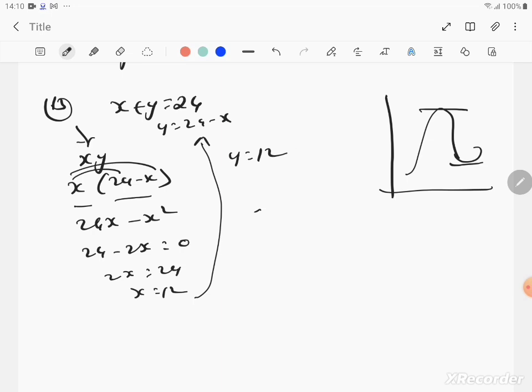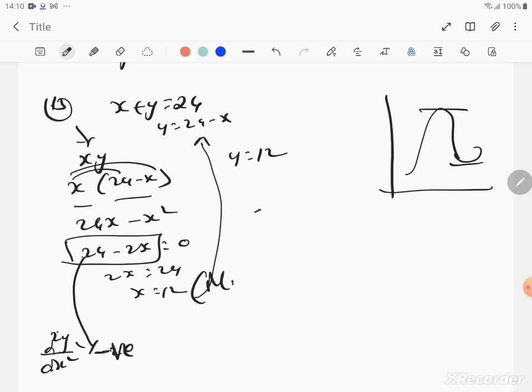So to really understand whether it's maxima or minima, take the differentiated value, which is what we already have, and differentiate it again. You get minus 2. When the double differentiation d square y by dx square is negative, the answer that we got will actually be maxima.